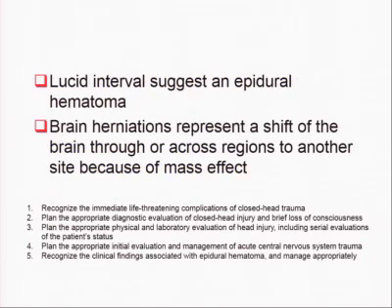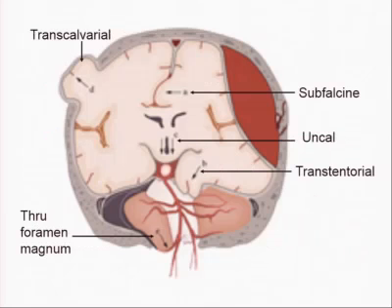And that's something, again, that you're expected to know. You might be asked that. So the lucid interval is just an epidural hematoma. The questions you've been asked, none of the answers are epidural hematoma, but what you've asked indirectly is herniation. So they did expect you to know what herniation was, and herniations represent a shift of the brain through or across regions to another site because of mass effect.